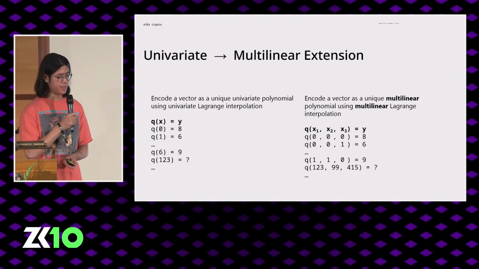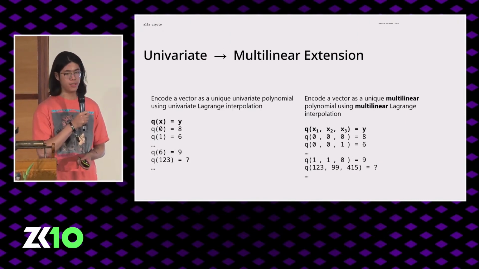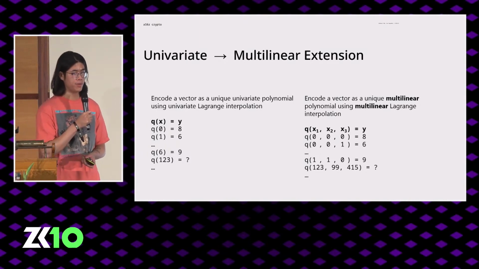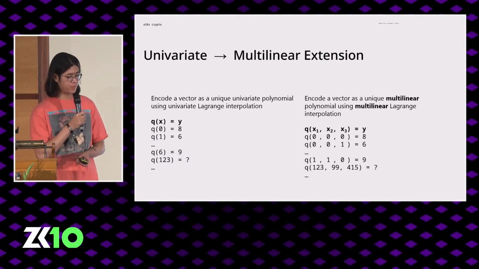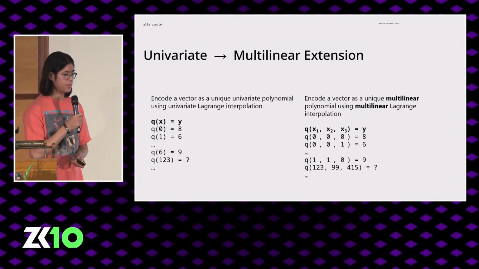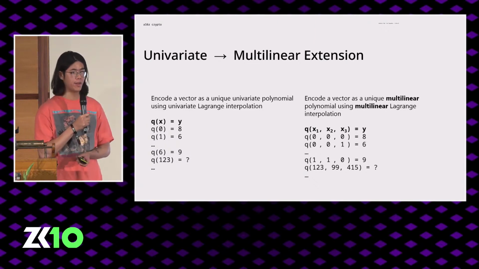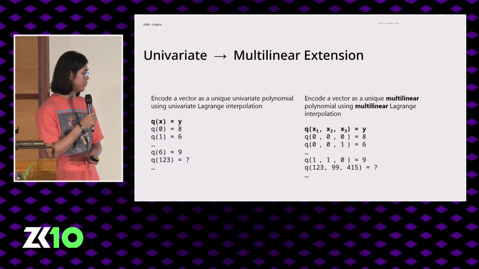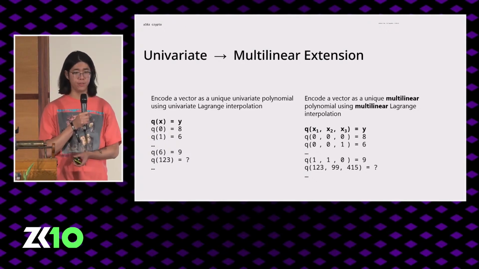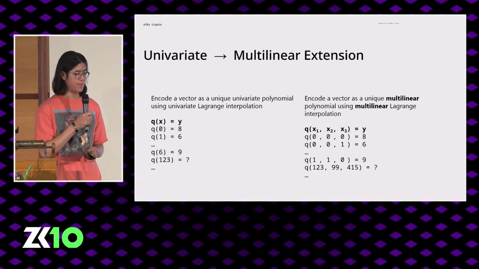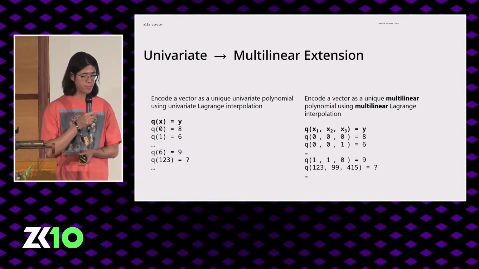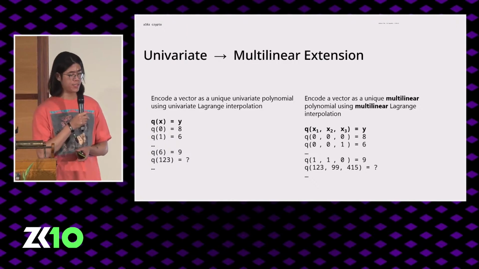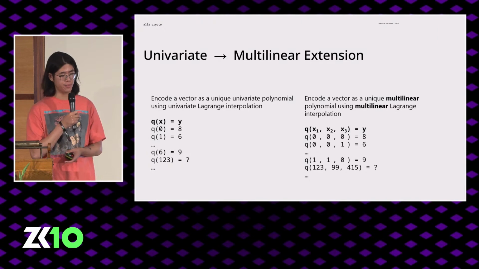Moving to multilinear extension polynomials, we have a similar situation. The indices of the vector still correspond to the domain of the polynomial, but now instead of just a single field element, the domain is multivariate. So what we're going to do is encode each index as basically a bit vector of field elements. Where before we had Q of 0 equals 8, we now have Q of 0, 0, 0 equals 8. Before we had Q of 1 equals 6, now we have Q of 0, 0, 1 equals 6, etc. And once again, we can evaluate outside of the Boolean hypercube at arbitrary field elements. And we can obtain this multilinear extension polynomial using the multivariate version of Lagrange interpolation.